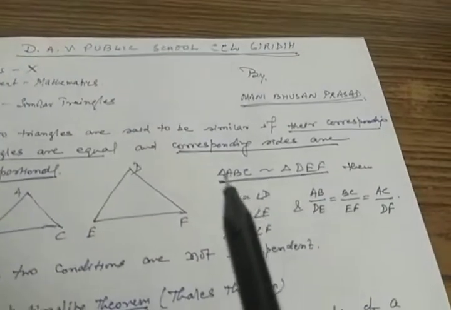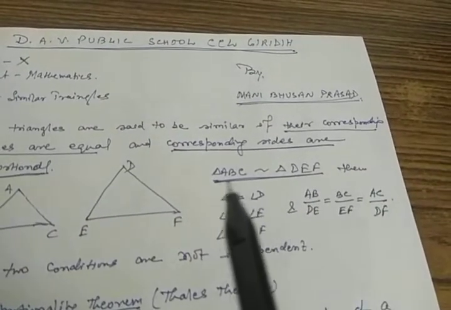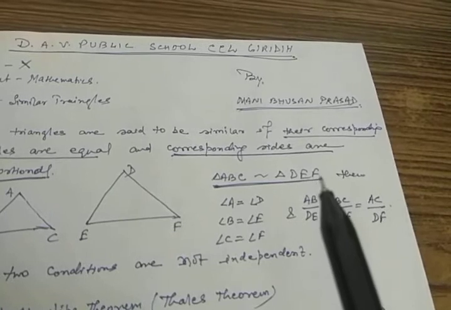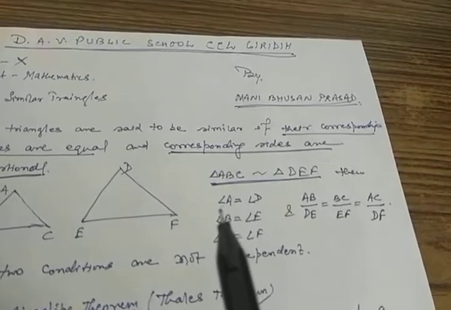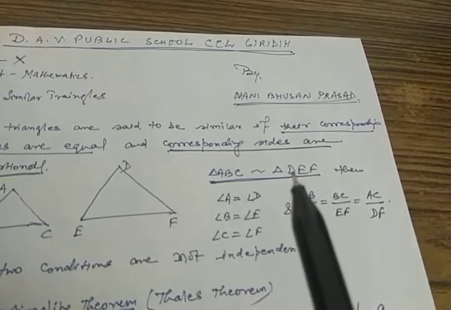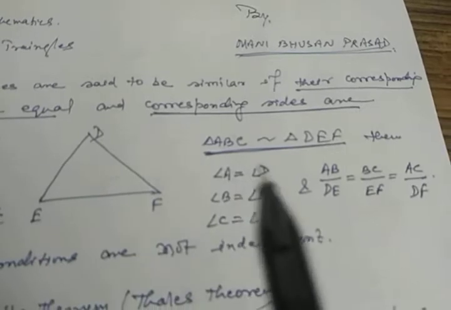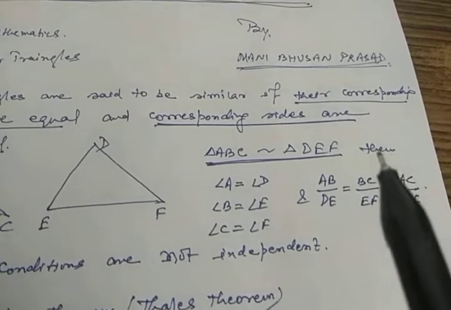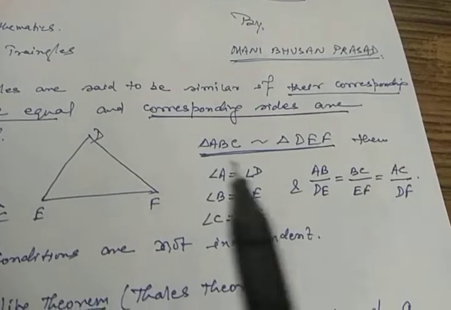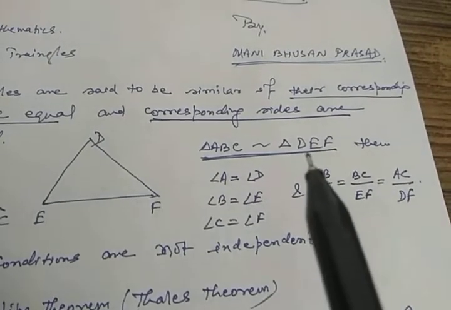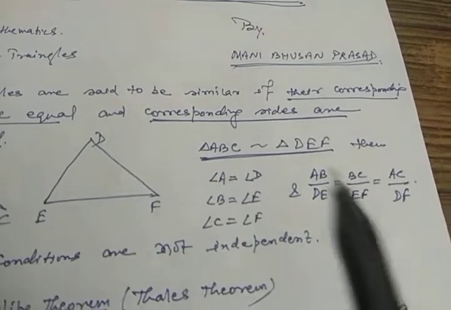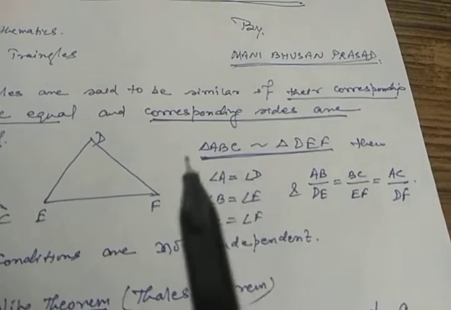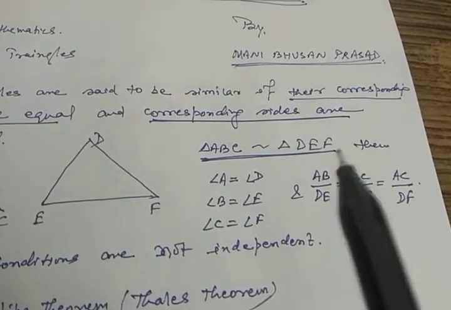In case of two similar triangles, triangle ABC similar to triangle DEF, what property do we get? Angle A will be equal to D, B will be equal to E, C will be equal to F. In the same way, here we are taking the ratio: AB by DE, BC by EF and AC by DF. You know the property?